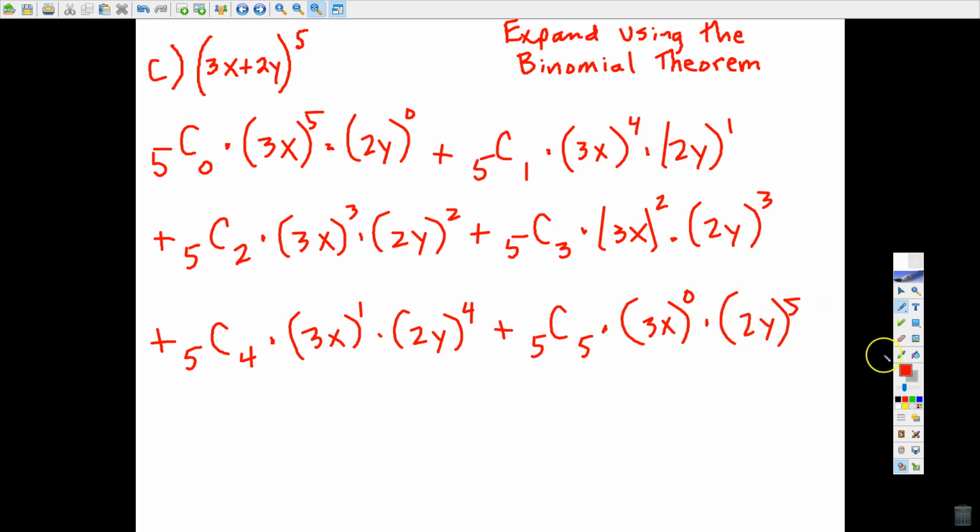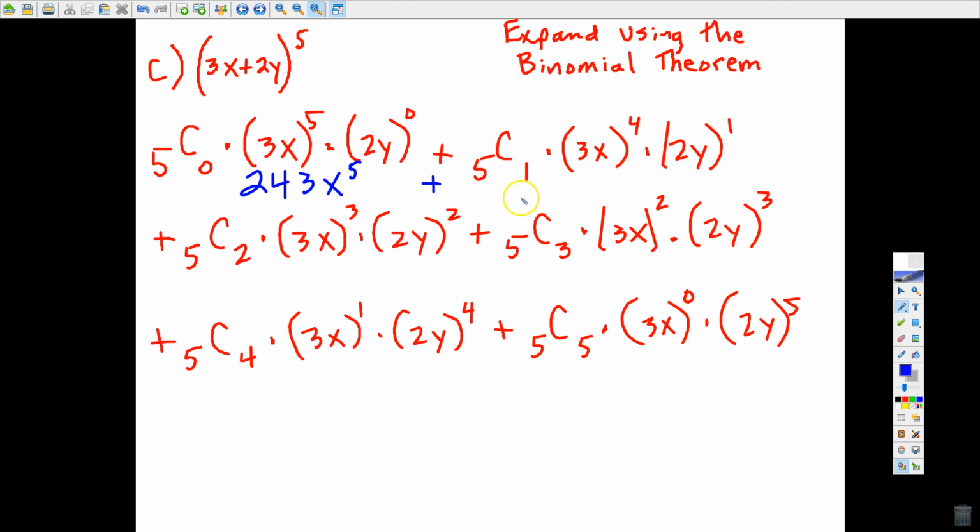All right, now let's do some cleanup. Have you already discovered this is a similar problem to the one we did before? 5c0 is what? 1. Let's simplify the monomial 3x raised to the 5th. 3 to the 5th times x to the 5th. Okay, 243x to the 5th. So the blue is going to represent our final answer. Everybody see how we got 243x to the 5th?